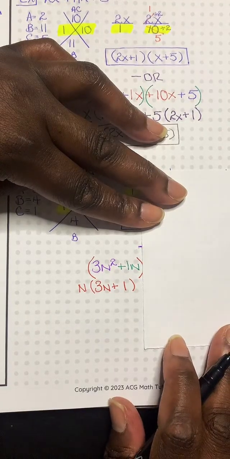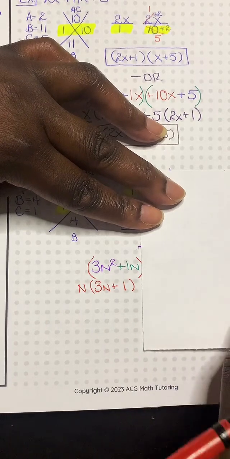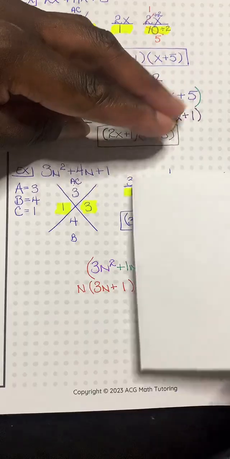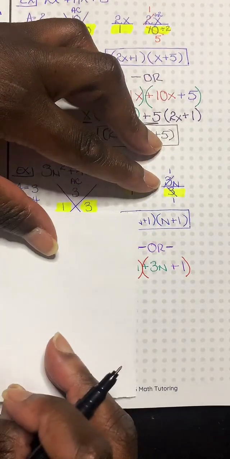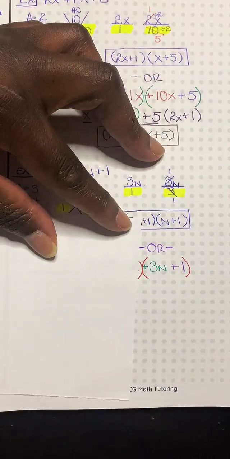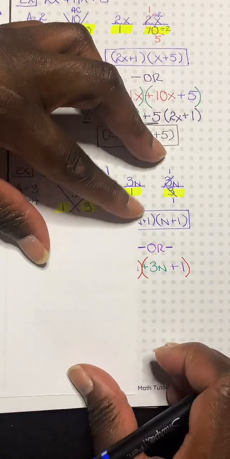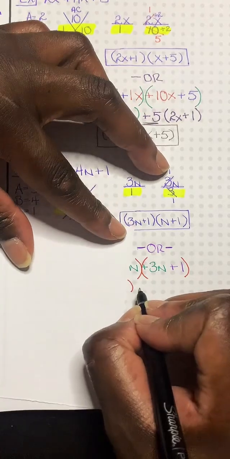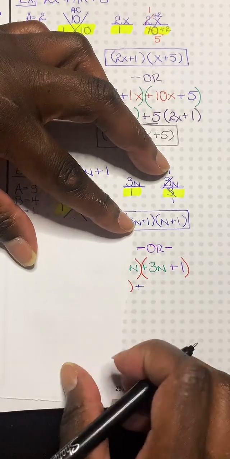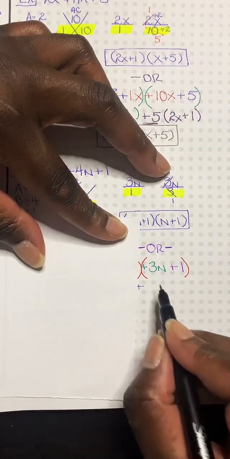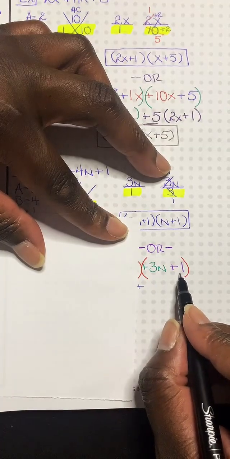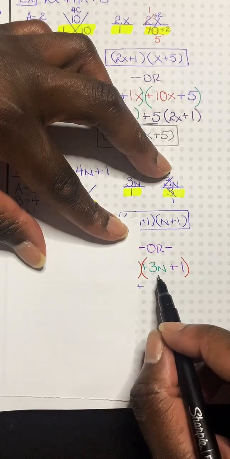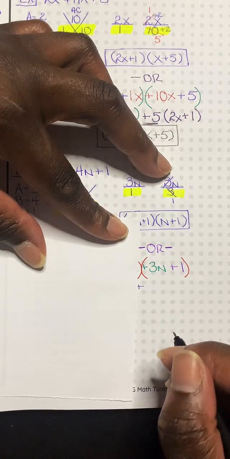Good. Nice. All right, if I switch to the other one, it starts off with a plus sign, so I'm going to put plus. Now, 3n plus 1. What would be the GCF for this part? What does 3 and 1 have in common?